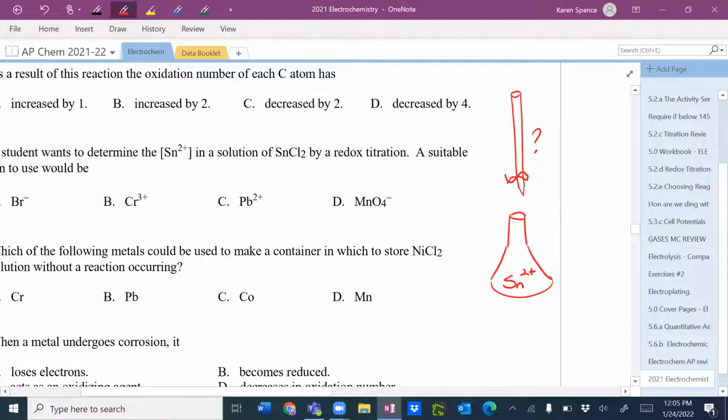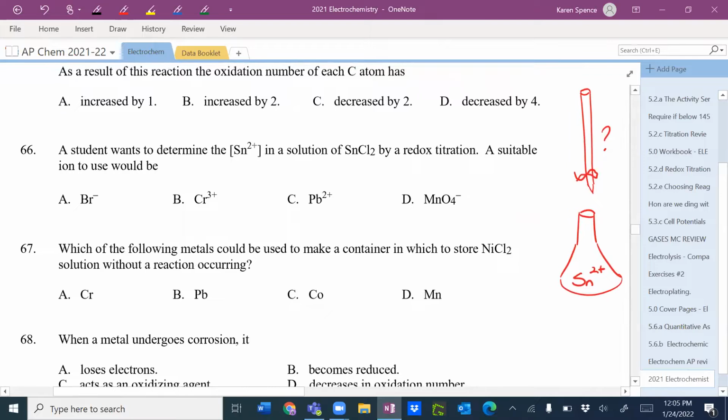How do you know which side of the table? You pick which one you can get a spontaneous reaction with. So yes, Sn2+, just like our iron 2+, we could choose things from different sides. So let's take a look. We have Br minus, Cr3+, Pb2+, and MnO4 minus.